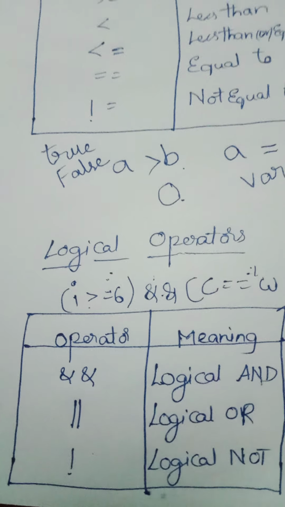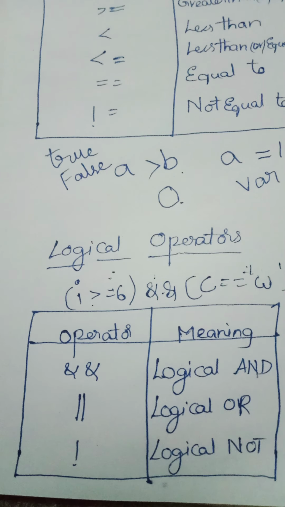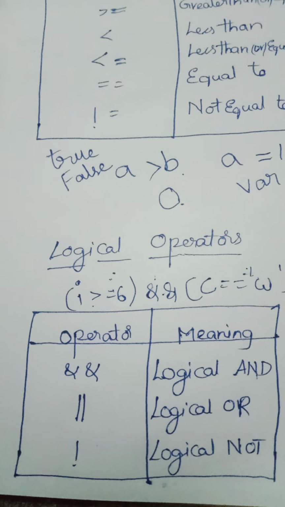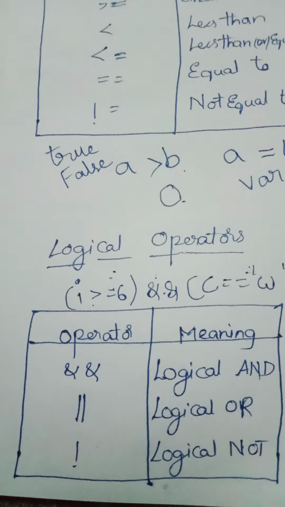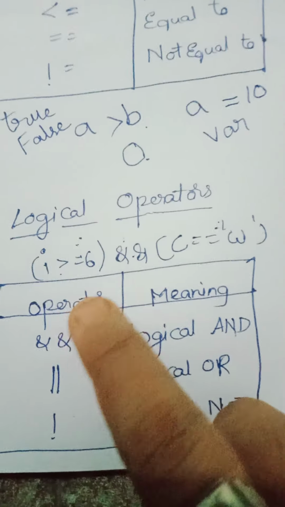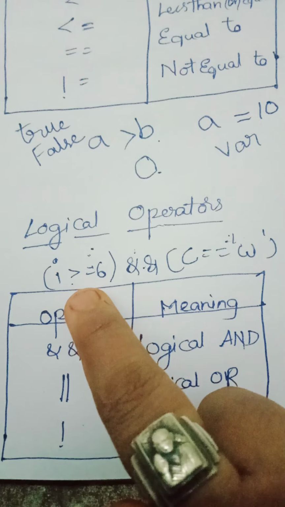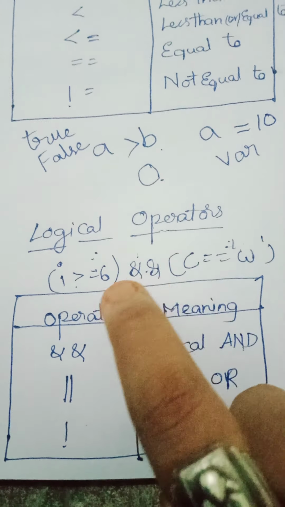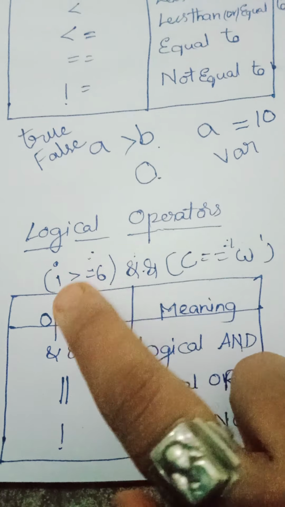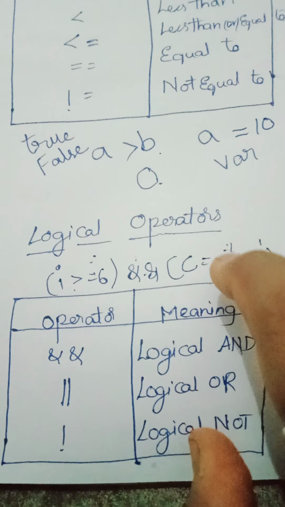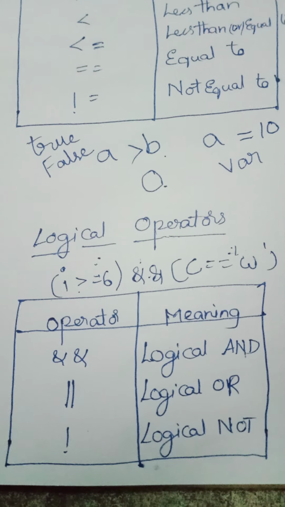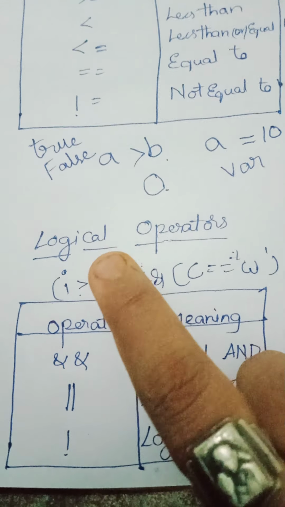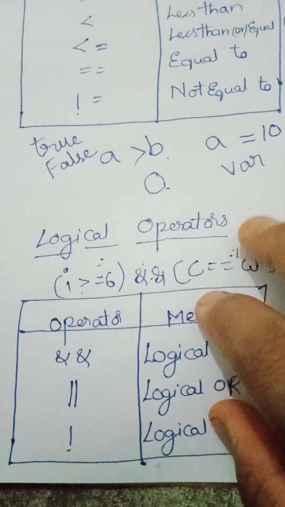Next, logical OR. OR is used when at least one of the two conditions must be true in order for the compound condition to be true. Understood?